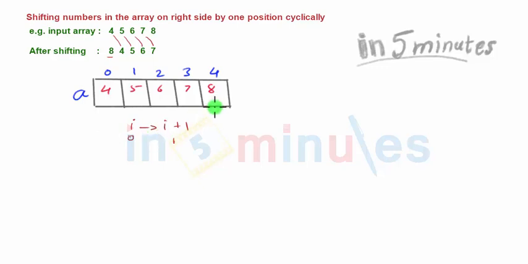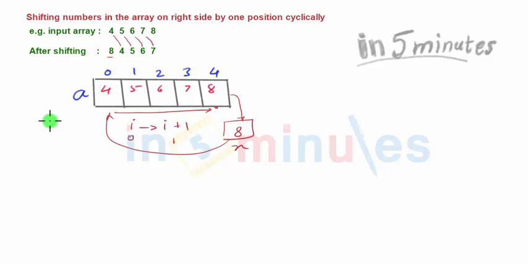Now the problem is that, given i is 4, we cannot shift the 4th into the 5th. So that will be a problem. Fine. The solution is, we'll define one more variable x, keep that last number aside, then shift all the numbers from 0 to last on the right side, and then store this x in the 0th location. And that is how the array will be shifted by one location.